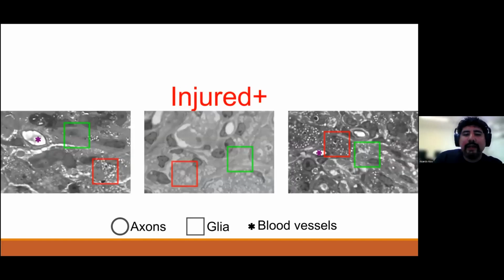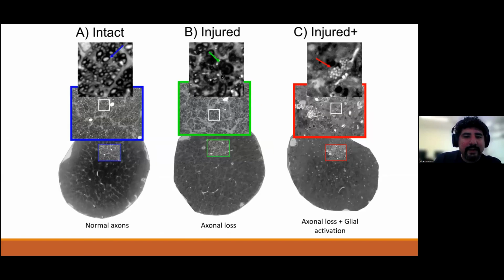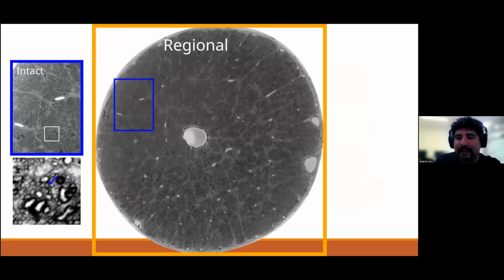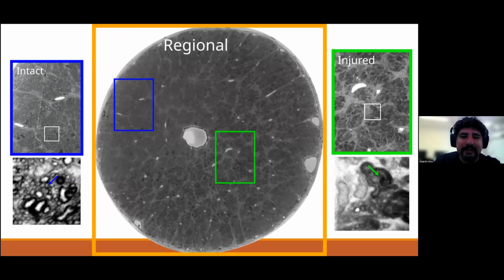And finally, a pattern that we call injured plus with total axonal loss, amoeboid glia, and even glia in a foamy state in these red squares. This is actually microglia in a phagocytosis phase. These three patterns were homogeneous along the whole nerve. The last pattern was a heterogeneous one that had limited regions of the other three patterns. So this one, for example, contains a region in the intact class and a region in the injured class. So it's actually possible to manually delimitate these regions in histology.